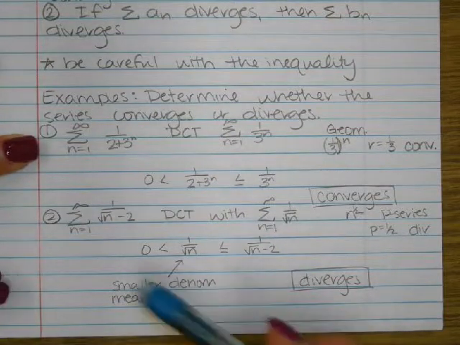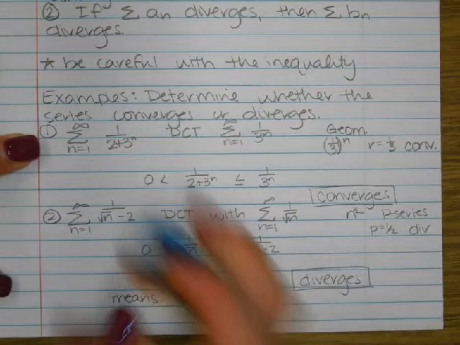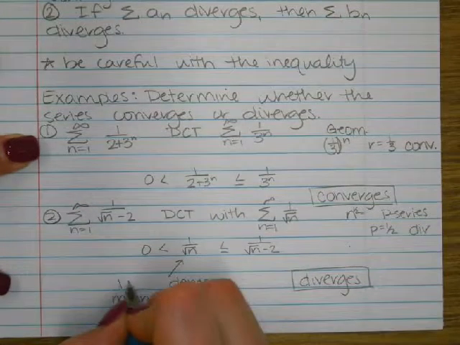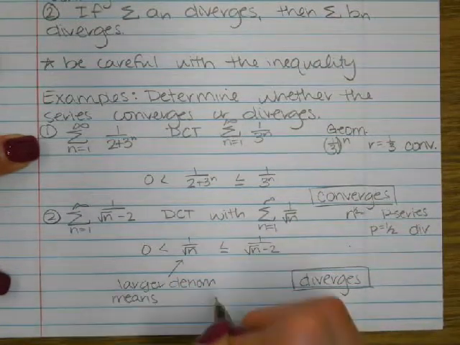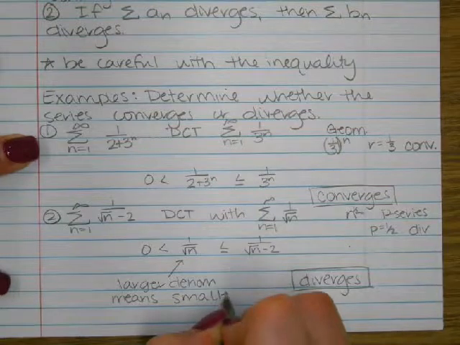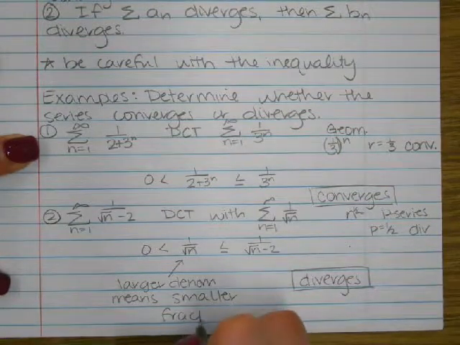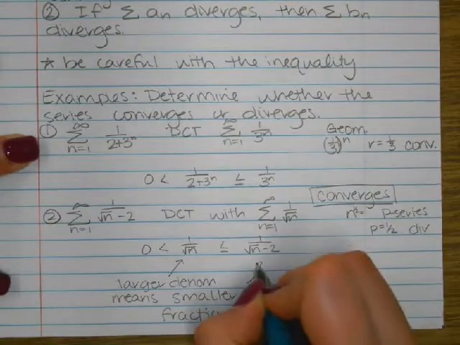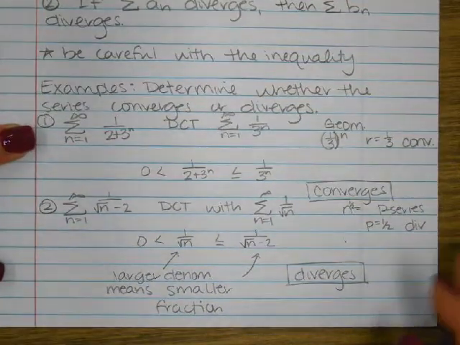Or rather, a larger denominator, not smaller. A larger denominator means a smaller fraction, if you compare the two.